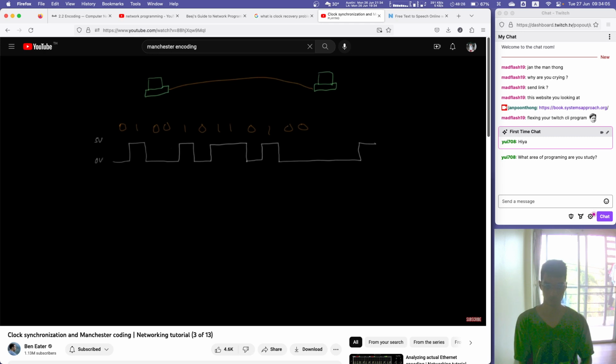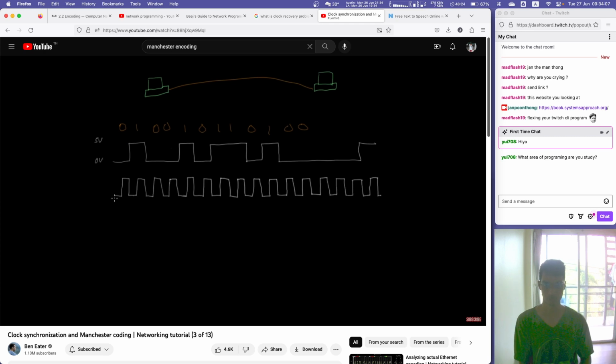So if I add a clock rate here, this is a signal basically that just alternates between 0 and 1, 0, 1, 0, 1. And what we can do is we can look at this clock everywhere it transitions from 0 to 1. That is a point at which we should read the value of the data. So we have a data signal here, and we have a clock signal here.